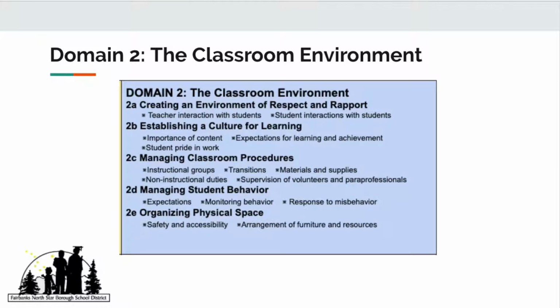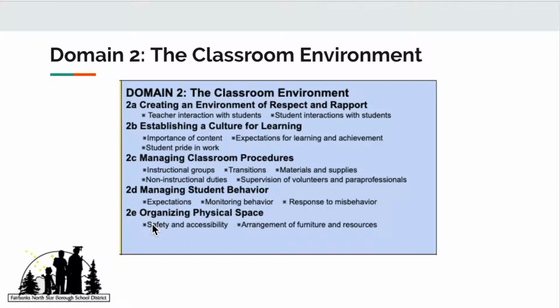The components in Domain 2 consist of the interactions that occur in a classroom that are non-instructional. These consist of 2A, creating an environment of respect and rapport. 2B, establishing a culture for learning. 2C, managing classroom procedures. 2D, managing student behavior. And 2E, organizing space.